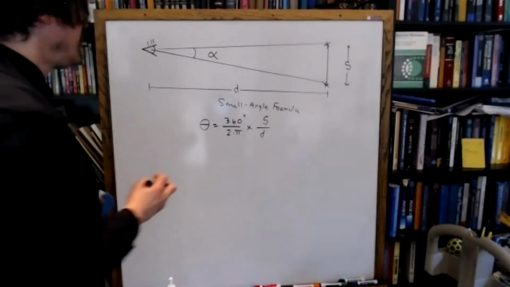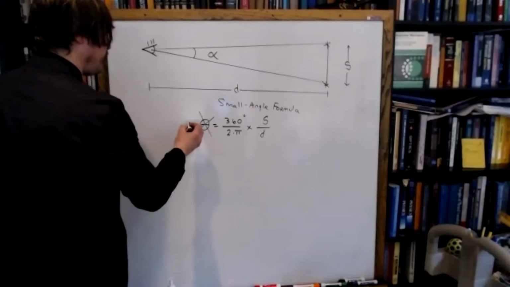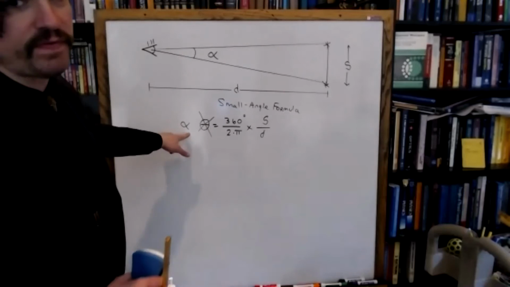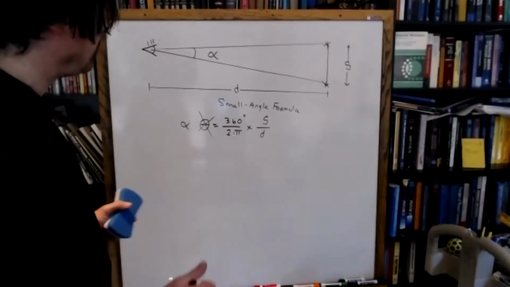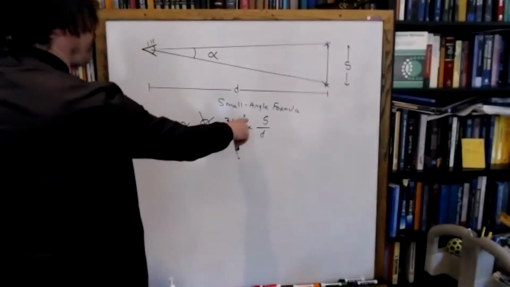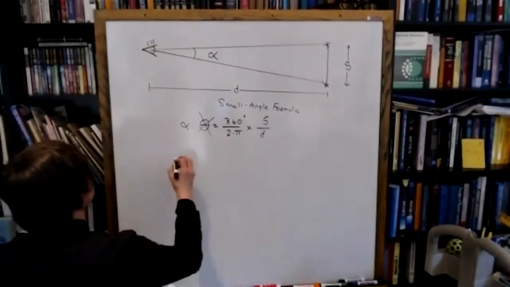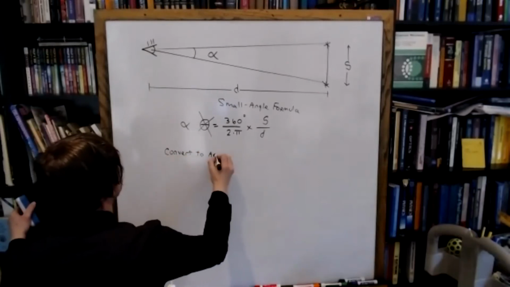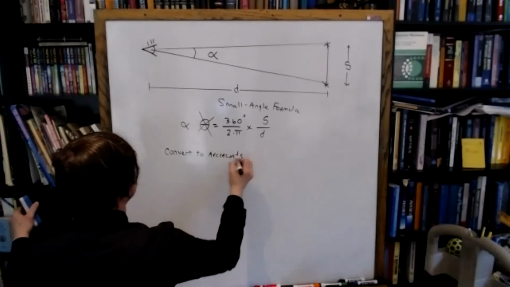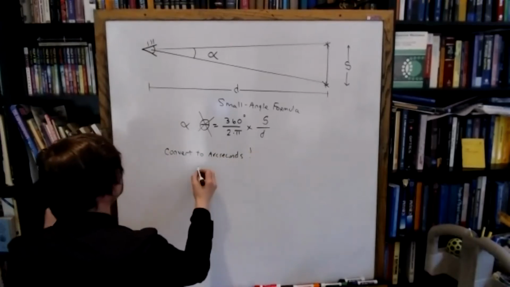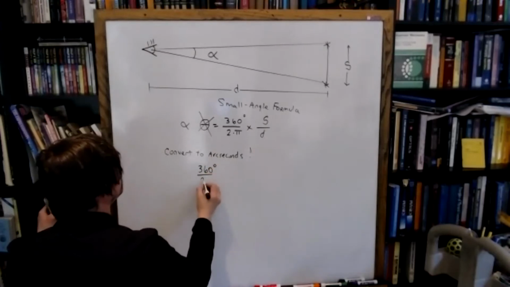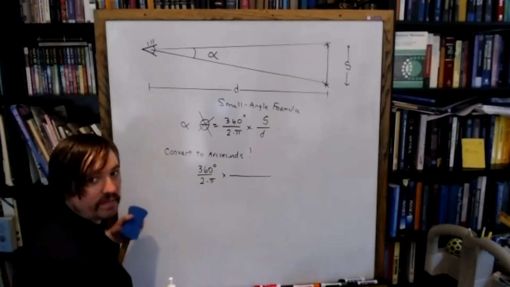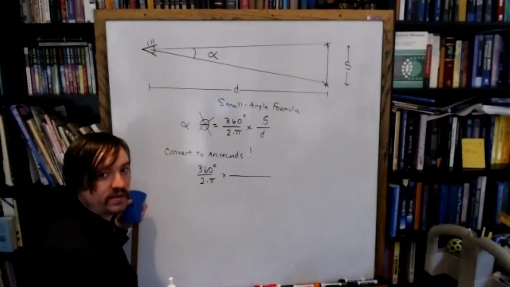Okay. Let us change variables. And let us not use the angle theta, but let us instead use the angle alpha. I'm going to use the angle alpha because I want to convert my angle away from degrees and into arcseconds. Let's convert to arcseconds. And I'm going to do this using dimensional analysis. 360 degrees over 2 pi. Class, what units do I want in my division bar here? Talk to me so I don't feel lonely.